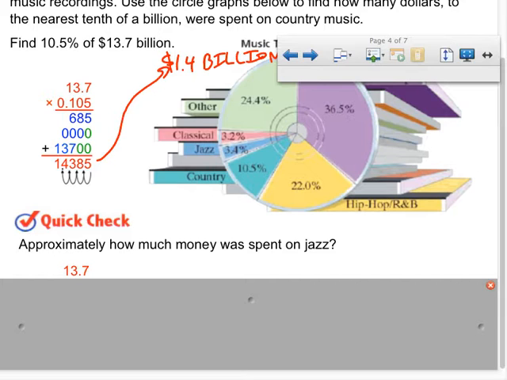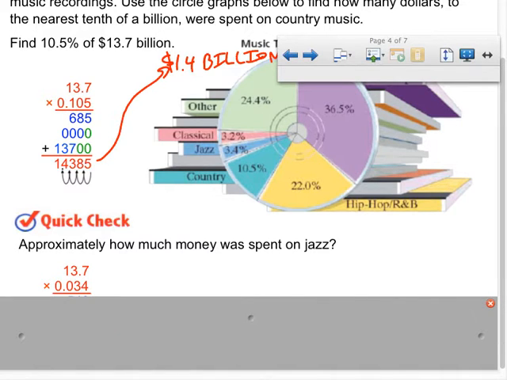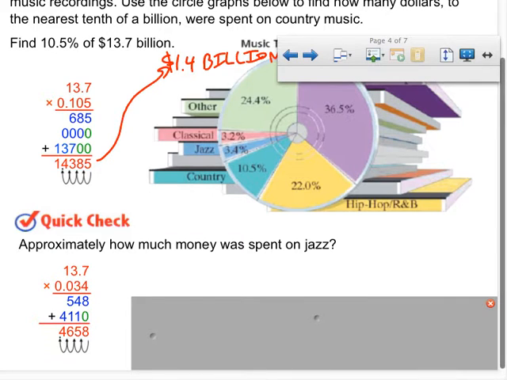For the percent equivalent of 3 and 4/10%, the decimal equivalent. You moved it 2 places, but what do we call that number? 34 thousandths. So we're going to multiply that by 34 thousandths. And then what did you get when you multiplied by 34 thousandths? Okay. So you got 4,658 ten-thousandths. But we need to round to the nearest tenth. So what's it going to be?